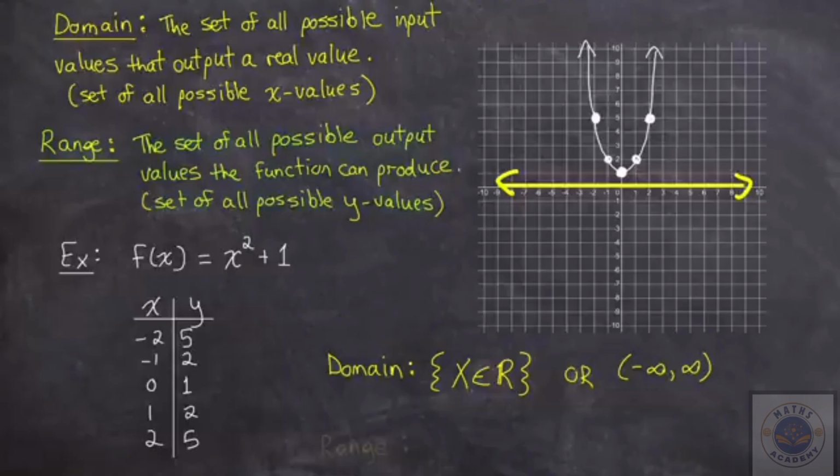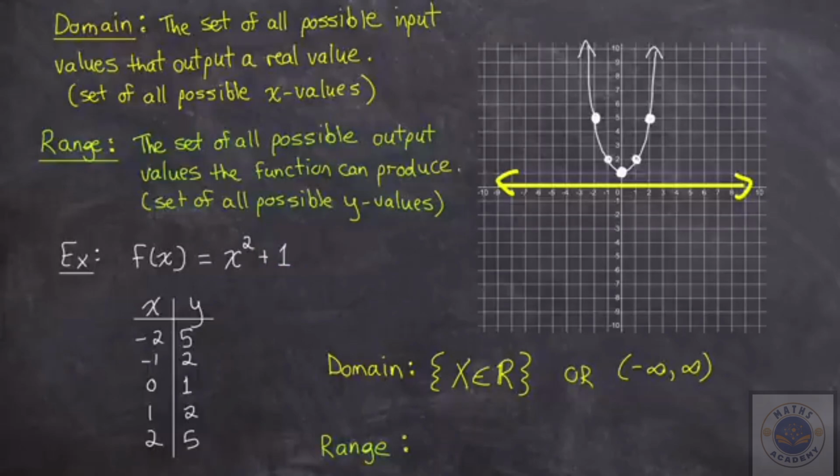And now for range, we would be looking for what are the possible output values we can get for our function. So what can x squared plus 1 equal? Well, because x squared is always going to be at least 0, when we add 1 to it, we're going to get a value that's at least 1. So the smallest y value we can actually get is 1.